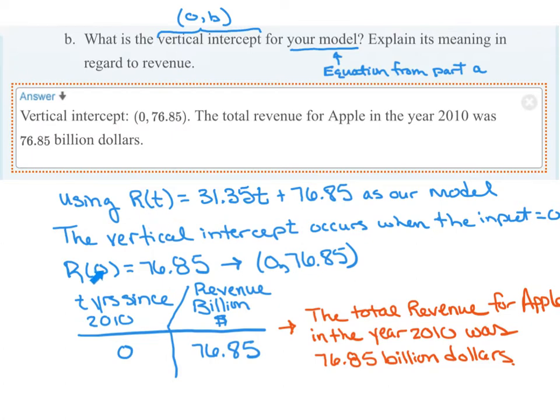So if I plug 0 in for t, I'll get out 76.85, which was also easy to find because it's in slope-intercept form. So this is the ordered pair that represents my vertical intercept. And when I go to interpret them, I like to put them in my table so I can say, okay, 0 years since 2010 gives $76.85 billion in revenue. And it helps to write the sentence when you think about what they look like in your input-output table.